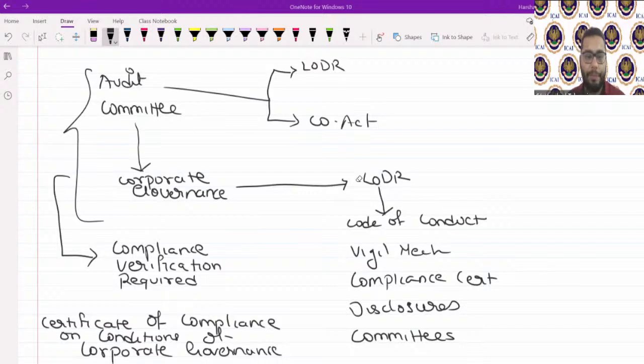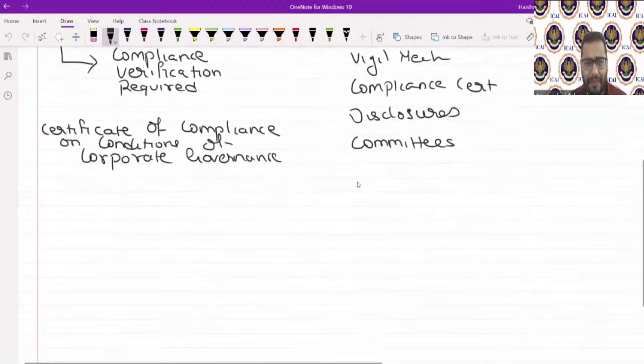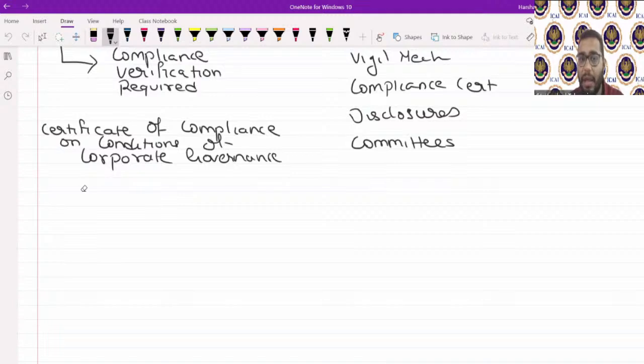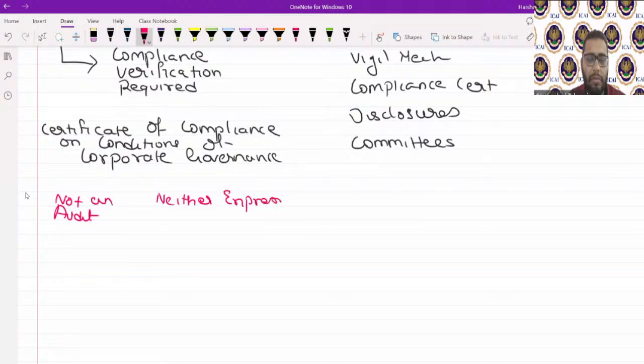Now, this certificate that we are talking about here under LODR is neither an audit nor an expression of opinion on financial statements. First of all, this is not an audit, neither is it an expression of opinion on financial statements.